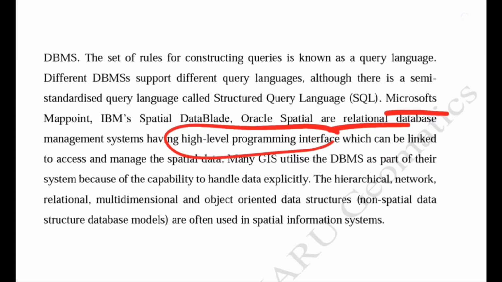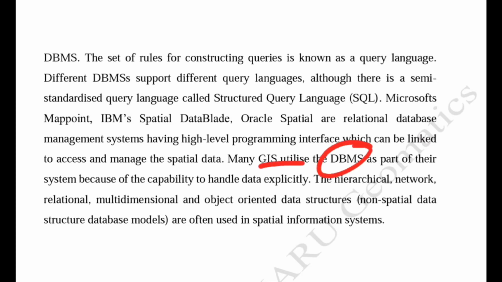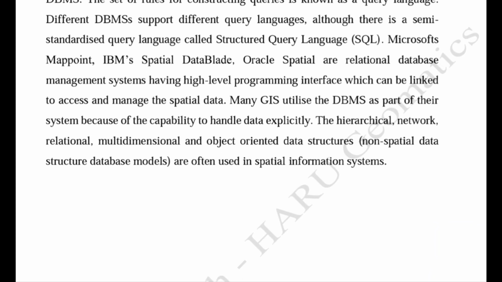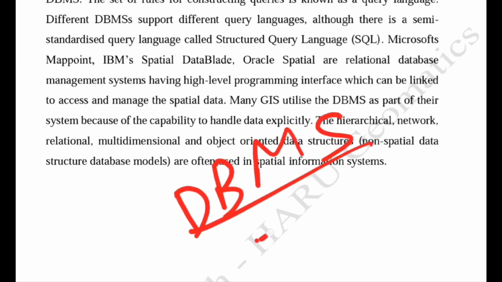As we know, a DBMS stores a huge amount of data. So some GIS utilize the DBMS because of its capability to handle the data explicitly. Examples of DBMS data structures are hierarchical, network, relational, multidimensional, and object-oriented. Non-spatial data structure database models are often used in spatial information systems. So this is the overview of the DBMS.